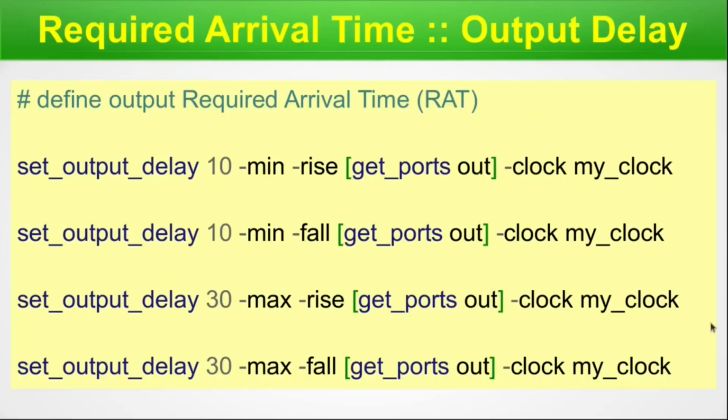So let me bring my mouse pointer again. If you compare, this remains static, this remains static, and the only changes are here and here. So we have a couple of combinations just to declare the minimum and maximum of the delays for rise and fall type. So we have 4 total commands to define the realistic boundary for RAT, that is required arrival time. Here we are done with this particular slide, so let's move on.